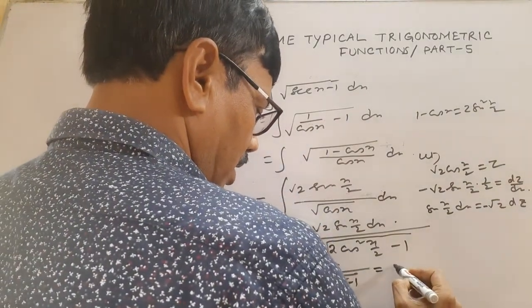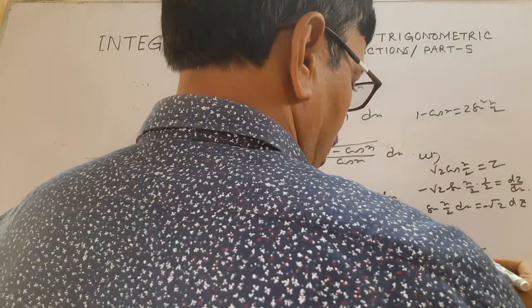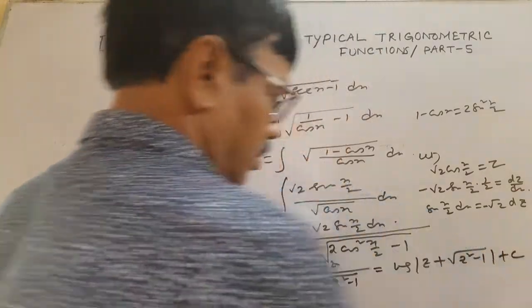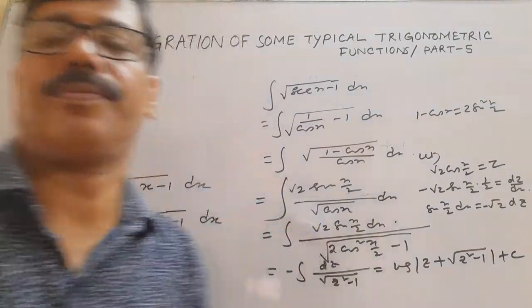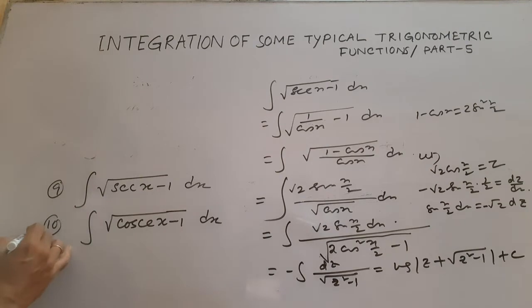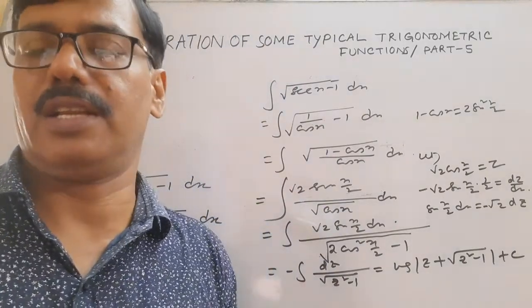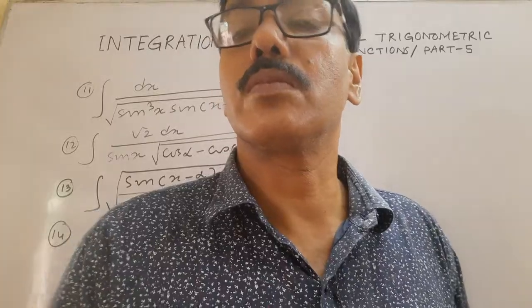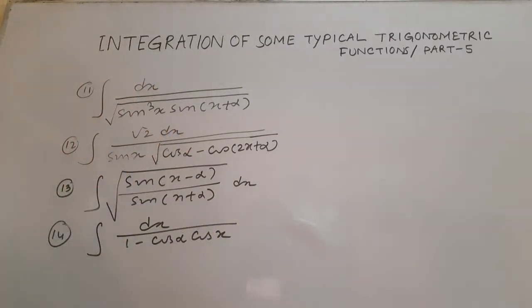So what is the standard form? Log z plus root over z square minus 1 plus c. Put the value of z. So this one is exactly the same; you solve it. Now we consider 4 more problems, 11, 12, 13, 14.